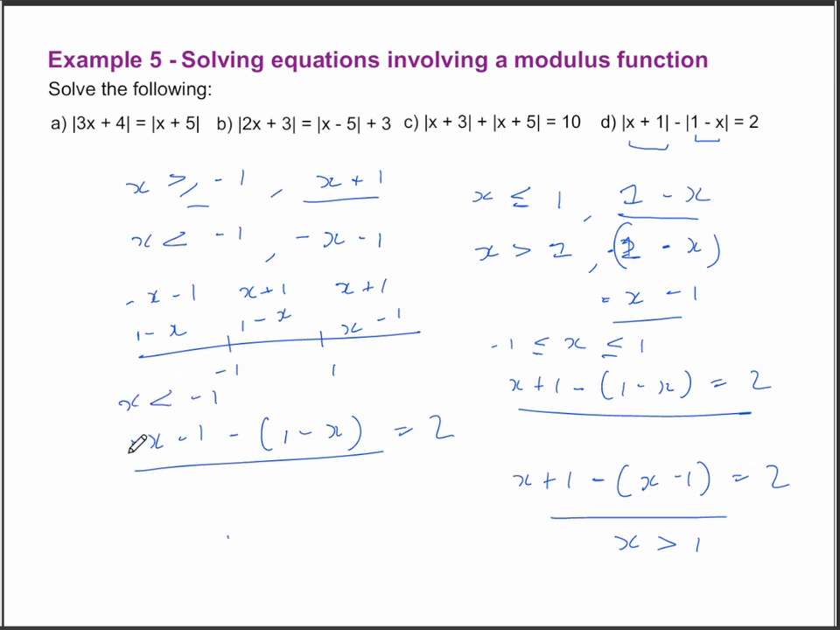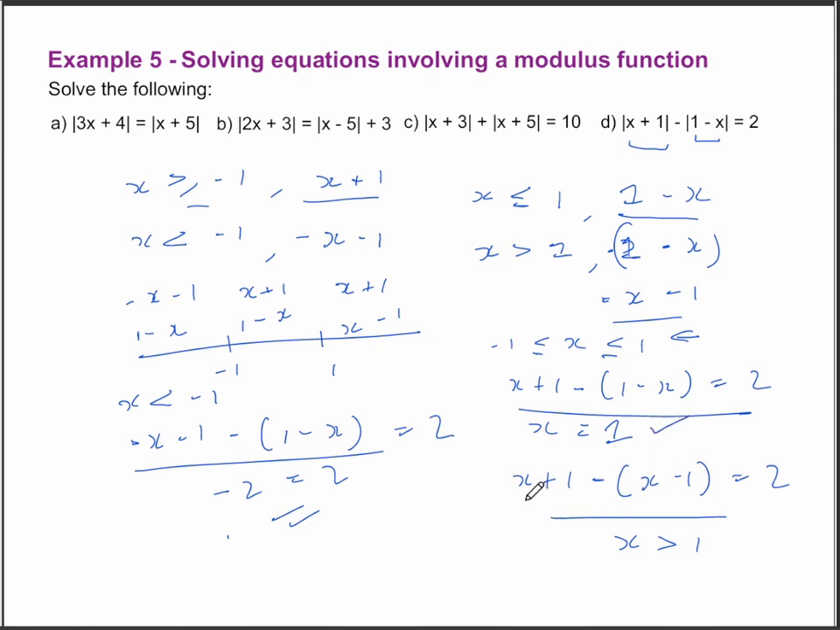So we start solving each one. This one, negative x minus minus x, so negative x plus x, the x's cancel out. And negative 1 minus 1, we get negative 2 equals 2, which is invalid. Then the second one, we get that x is equal to 1 after solving this, which is part of the range that we use it in. So that's one of our answers.